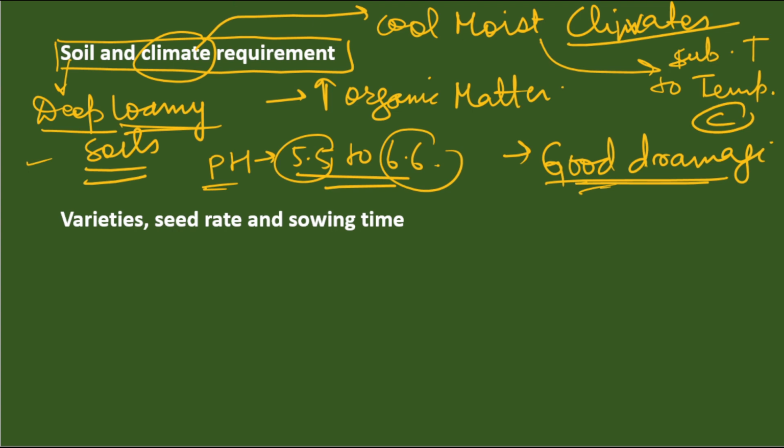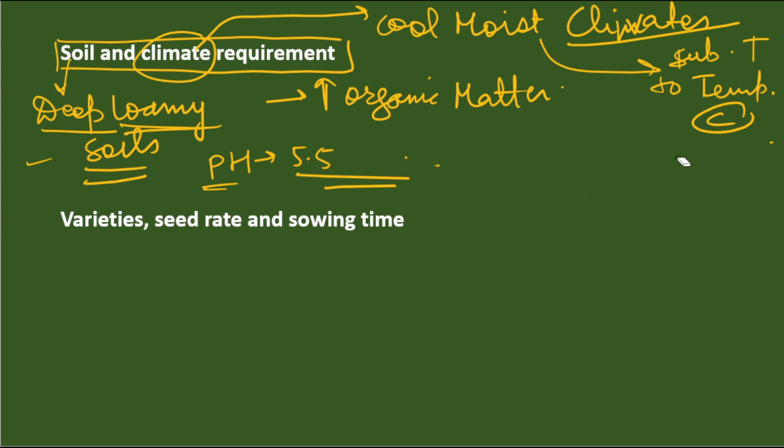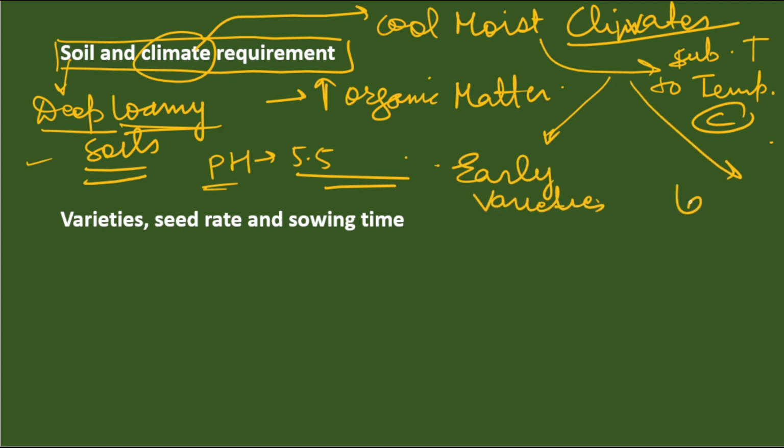Generally you see what I hope you have mentioned these things. I need to mention some things. So generally there are 2 types of varieties for cauliflower: the early varieties and late varieties. And there are also 2 other types, that is hill varieties and plain varieties.